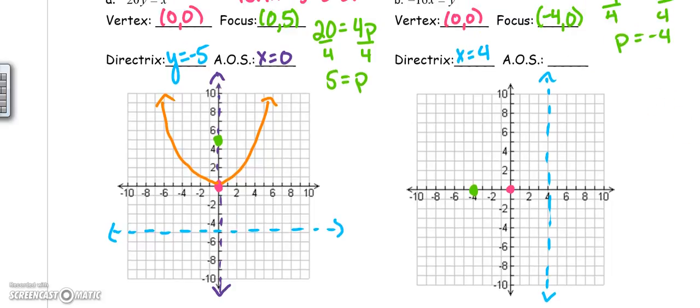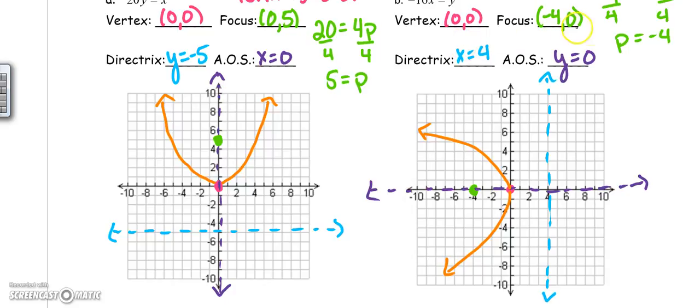And then the axis of symmetry is going to go through the vertex, and it's always going to be the opposite direction of the directrix. They're always perpendicular to each other. So here's my axis of symmetry, and that would be the line y equals 0. So then to sketch in my graph, I start at my vertex, and I'm going to hug the focus here.